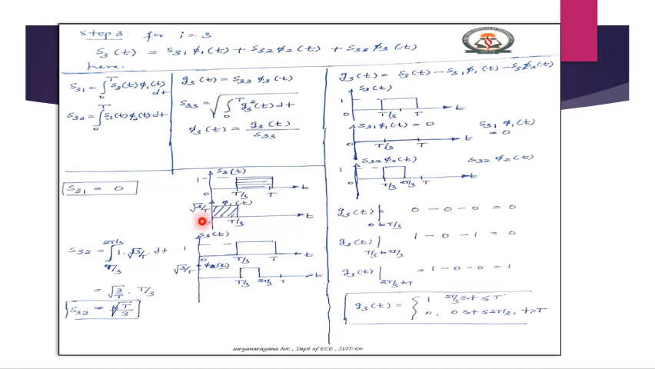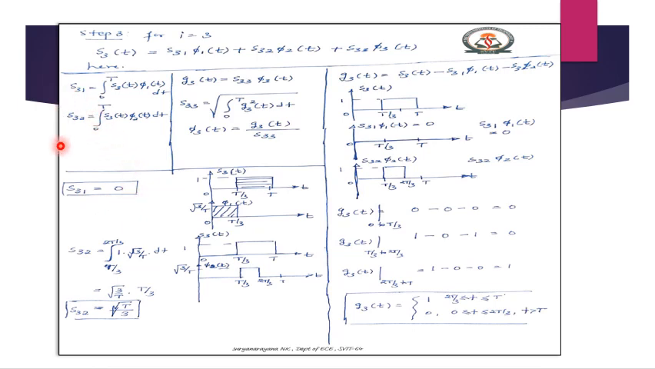Why? Because here the value from 0 to T by 3 is 0, and here the value from 0 to T by 3 is root 3 by T, and from T by 3 to T it is 1. Here from T by 3 to T it is nothing but 0. So when we multiply 0 into 0, we will be resulting with the value 0. Therefore, S31 will be equal to 0.